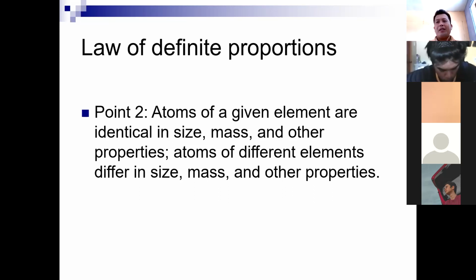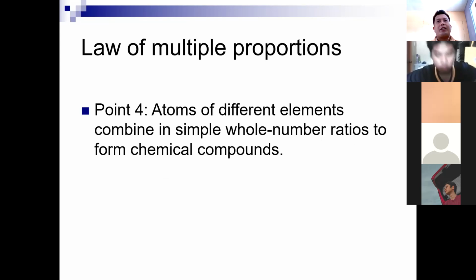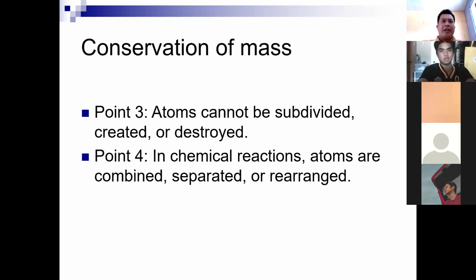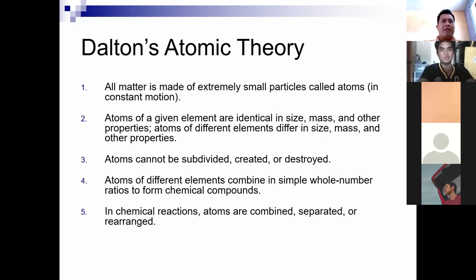And point number 4 is going to pertain to the law of multiple proportions. The law of multiple proportions is now going to showcase that in the same or in two different elements, they contain whole number ratios. It could be 2 is to 1, 1 is to 2, 3 is to 2, 1 is to many, and the like. So this is where we get to explain the 5 tenets in Dalton's atomic theory.